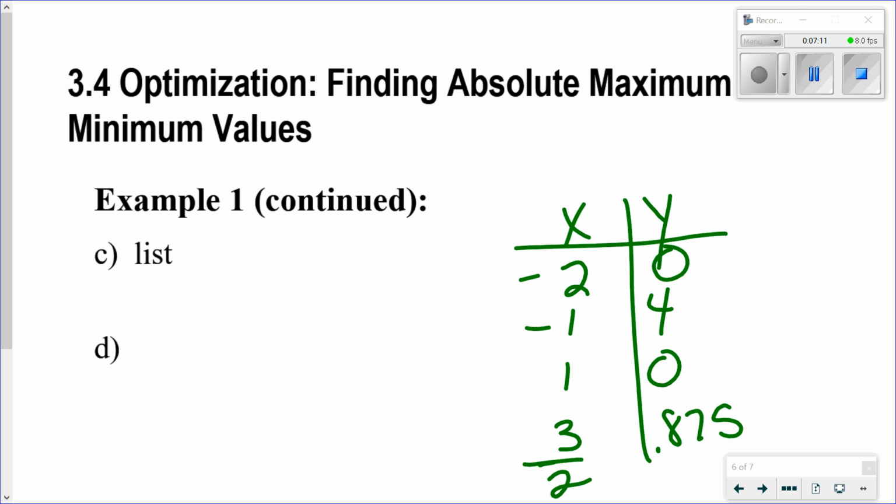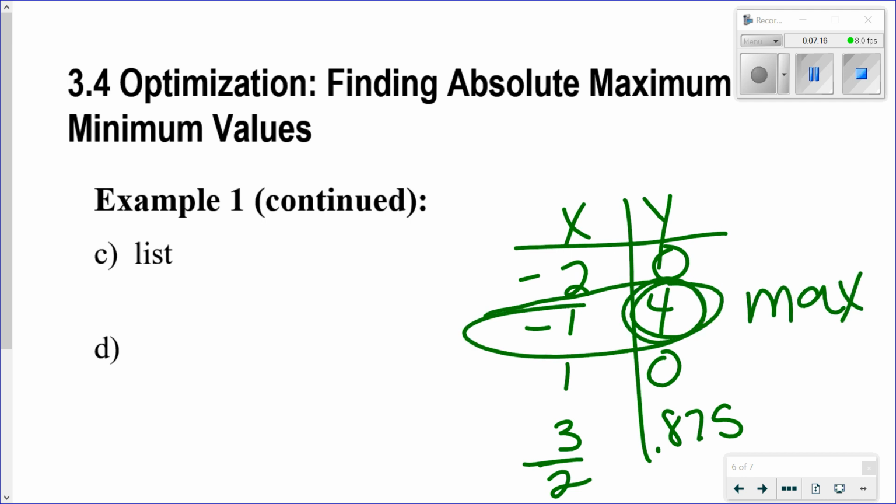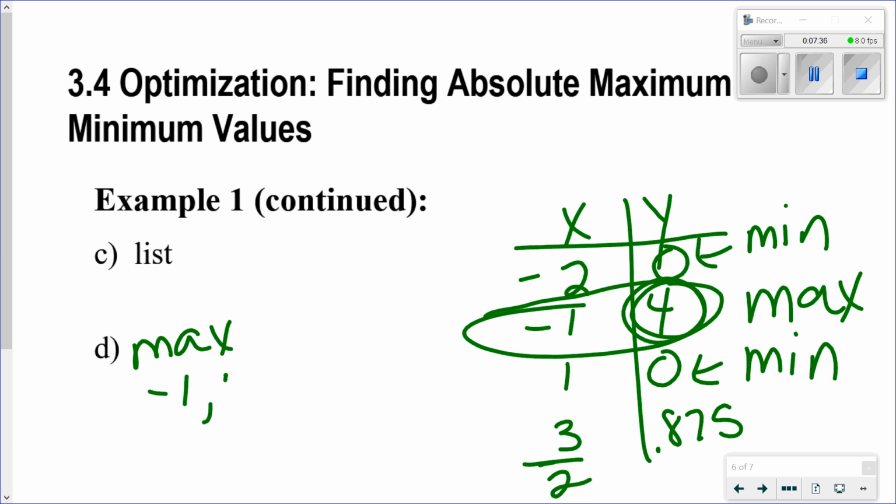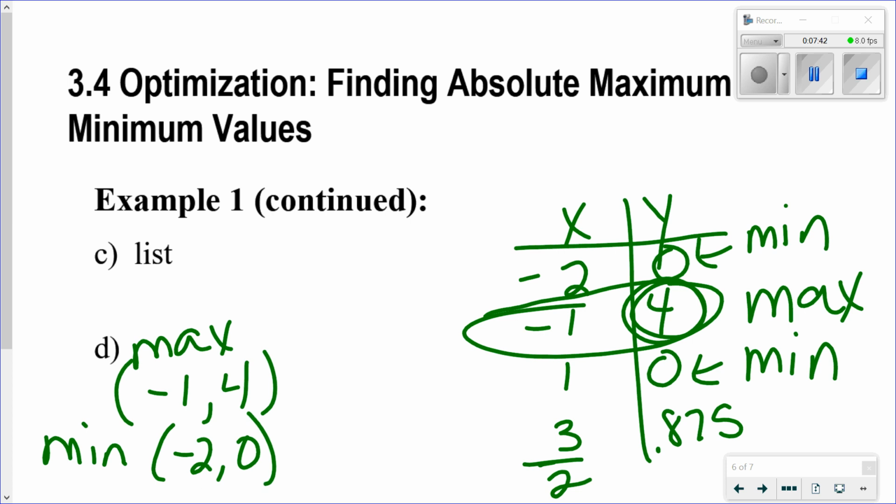Okay, so the biggest y value is right here. It's a 4. That means that's the max. The smallest y value is 0. That happens twice, so we're going to have a shared min. You won't often have a shared min, but for this example, we have 2 of them that are the same. So our max is -1, 4, and our mins are -2, 0 and 1, 0. Remember, it's always the y values that determine your max or your min.